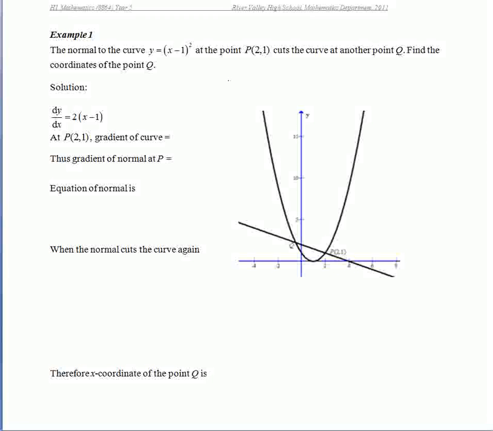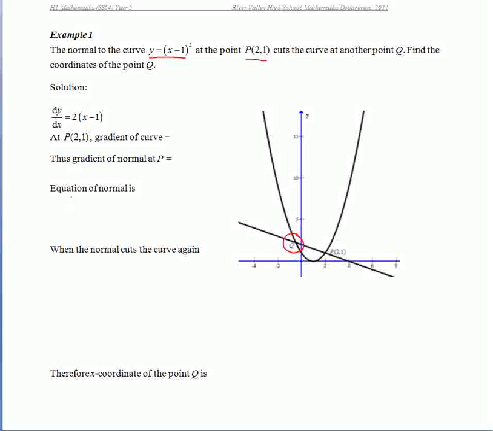This question tells us that the normal to this curve at this point, (2, 1), cuts the curve at a second point, Q, here. And we're asked to find the coordinates of Q. So first thing we need to do is find out what the equation of this normal is.